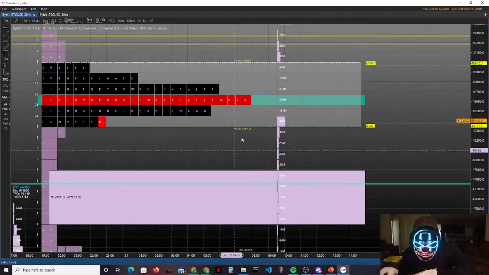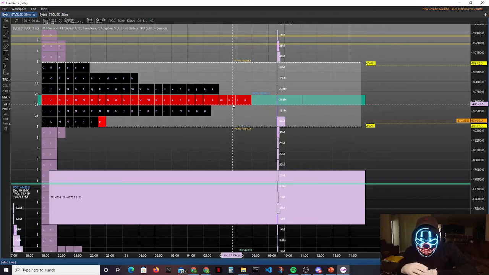So VPOC and POC, what is that? So this is VPOC. Also, this will be your POC. A lot of times VPOC and POC actually overlap each other. It's actually pretty good if they are overlapping. It shows confluency.